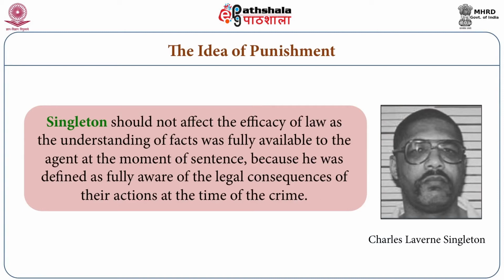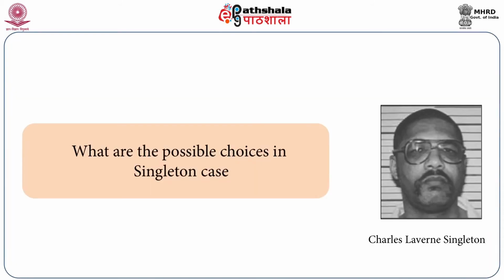The problem that arises with the Singleton case is that there's a great deal of time that intervenes between the sentence of death and the execution itself. And within this intervening period, Singleton's competence has clearly come into question. So much so that he believes that he didn't commit the crime because the victim is still alive, and he believed that if he committed the crime, it's because he was possessed by demons. So the mens rea has clearly broken down in every respect. What should we do then? What are the possible choices in the Singleton case?